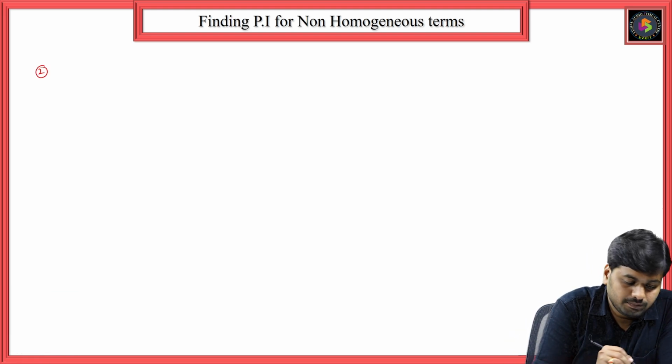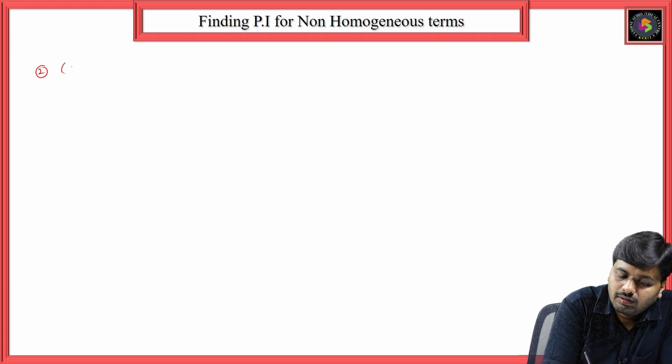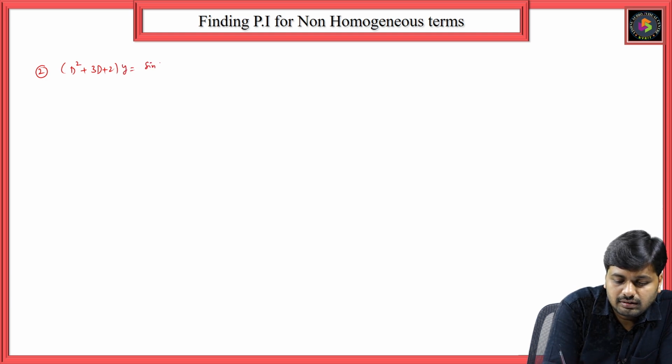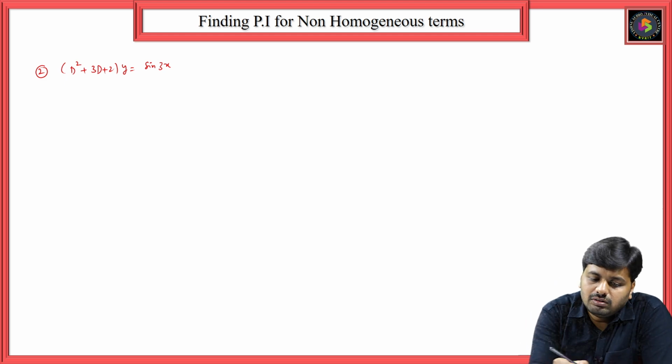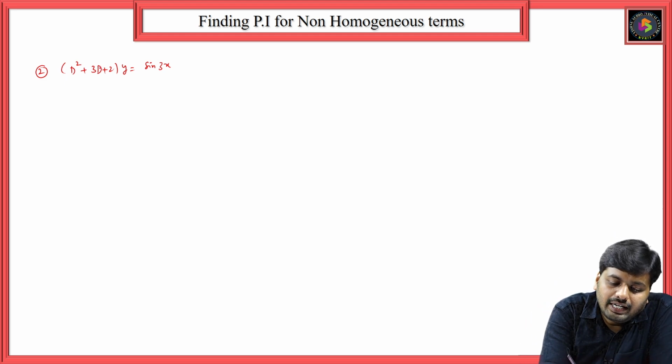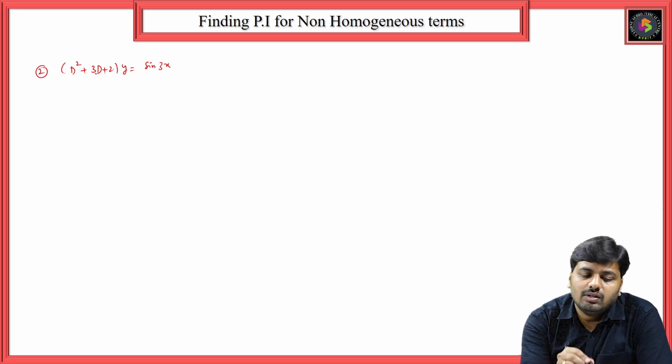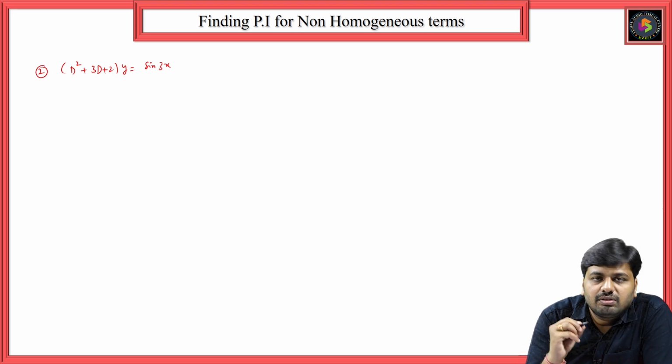Now the second problem: (D² + 3D + 2)y = sin 3x. You can easily identify this as the first case because odd derivatives are available. Whenever the equation contains odd derivatives, it becomes the first case.